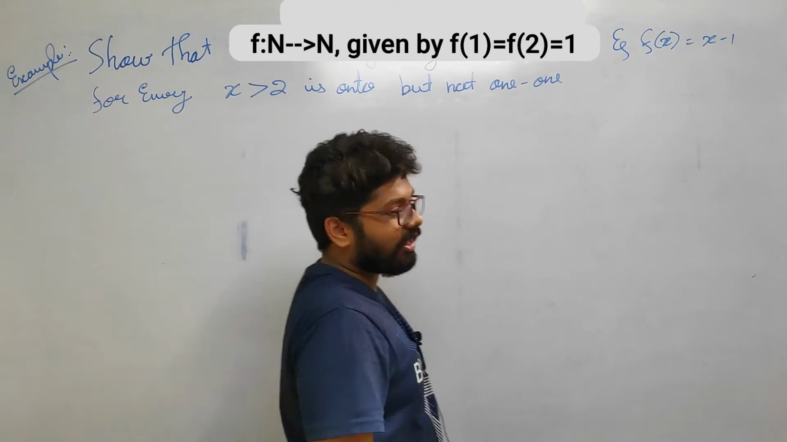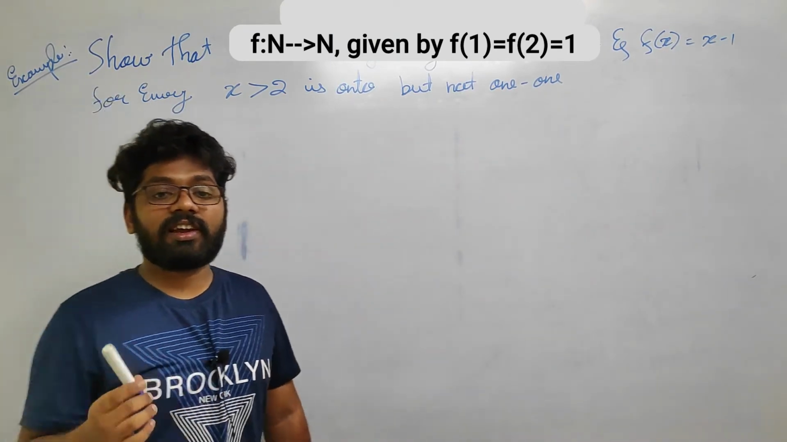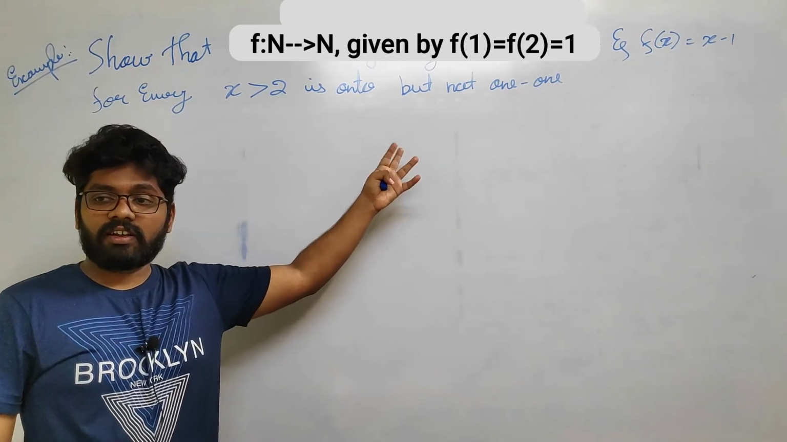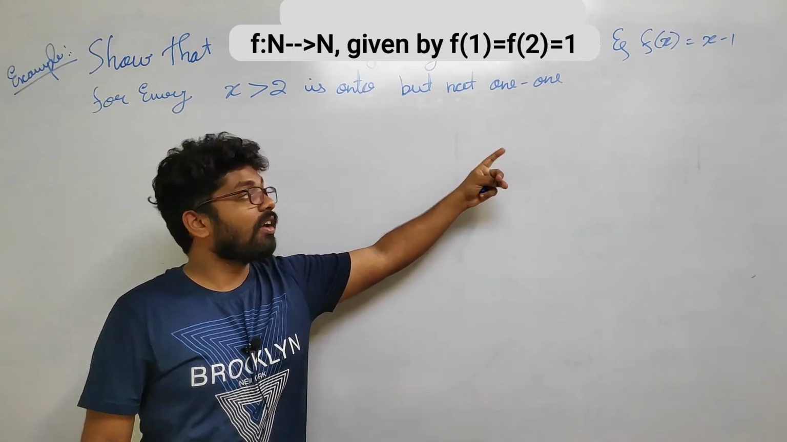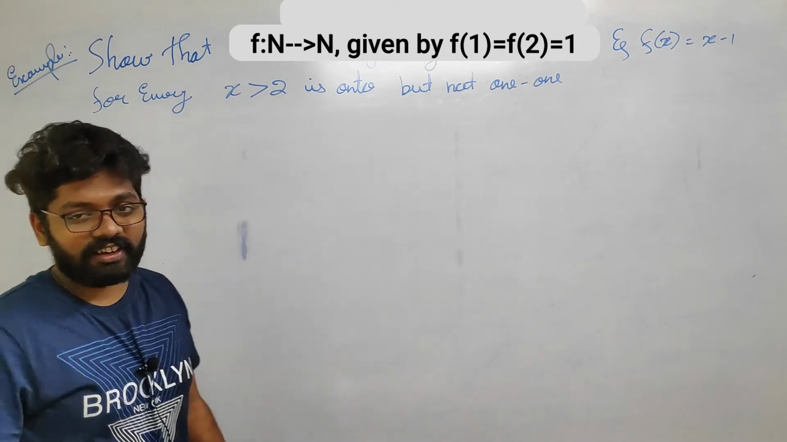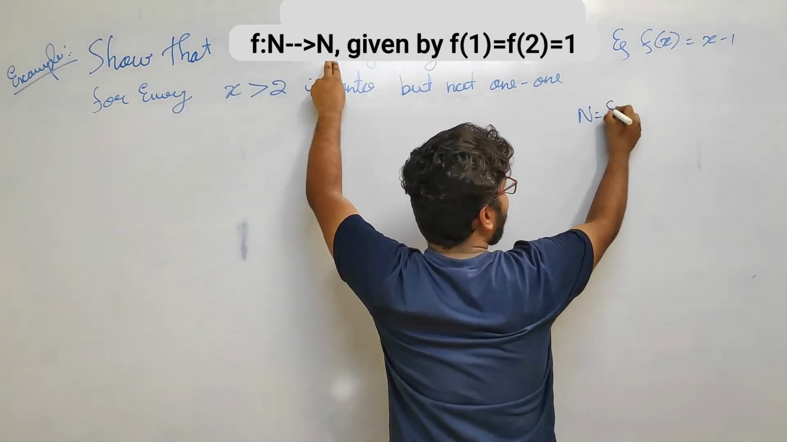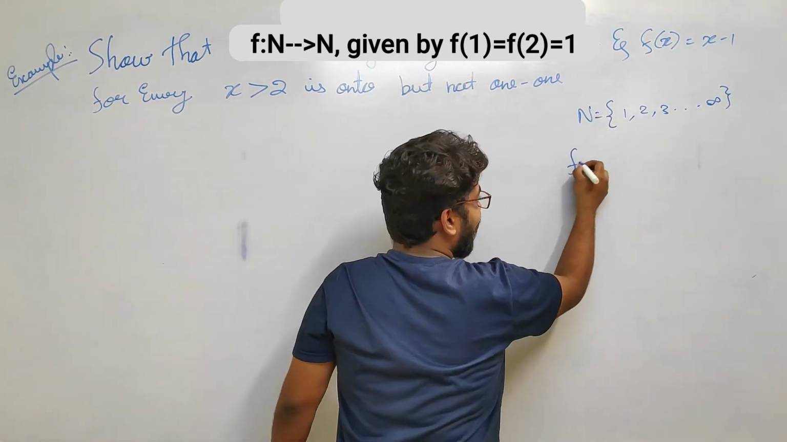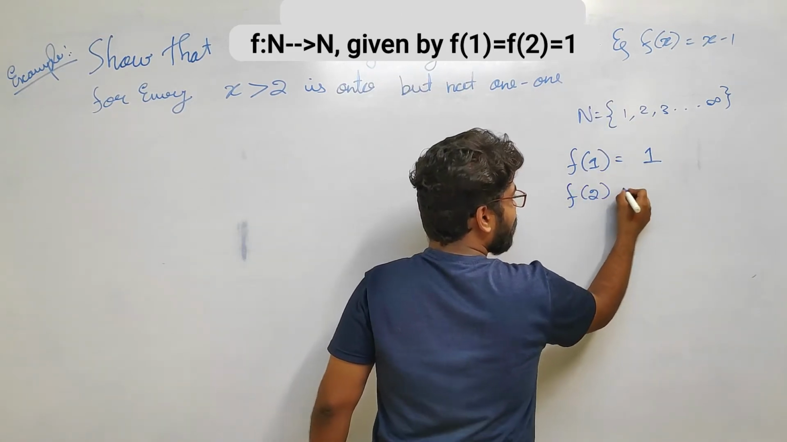So coming on to the next question, as you can see here, show that the function f mapping N to N, which they have given by f of 1 and f of 2, both value is 1, and f of x is equal to x minus 1 for every x greater than 2. f is mapping from N to N. Natural number set starts from 1, 2, 3 and till infinity. Okay, they said that f of 1 is equal to 1, so f of 2 is also equal to 1.